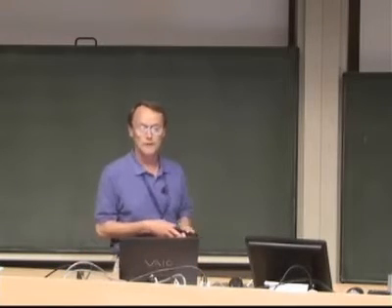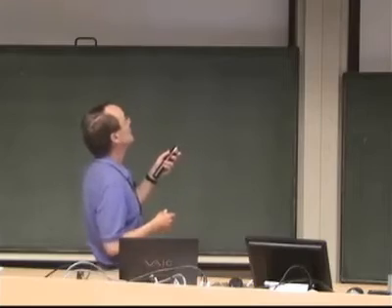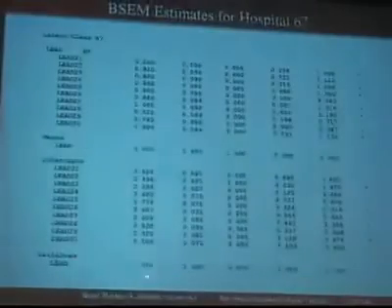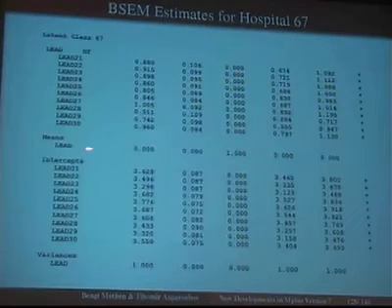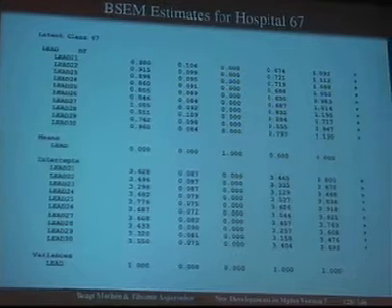And out comes BSEM estimates for, we're looking at the last hospital. Why do I say last? Well, because we have the variance fixed at 1 only in the last hospital group, and the mean is fixed at 0 by default. And you see that we have loadings here for this class and intercepts across the 10 variables. But they're not going to be the same for hospital 67.